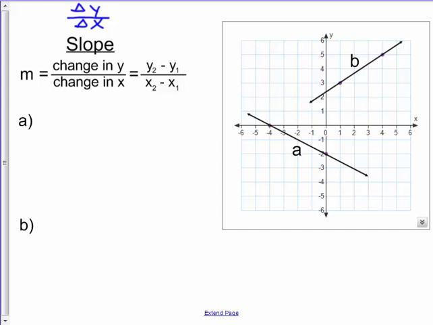If I look at A, the first thing I want to look at is, is the slope positive or negative? So if I look going left to right, the slope is going down. The line is going down here. So I would say that A is going to have a negative slope. If I look at B, if I go left to right, just like I read, the slope is increasing, so it's going to be positive.